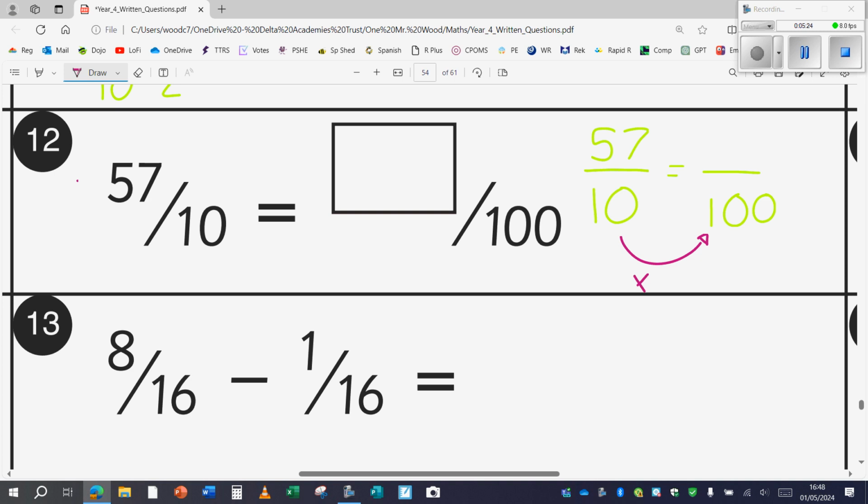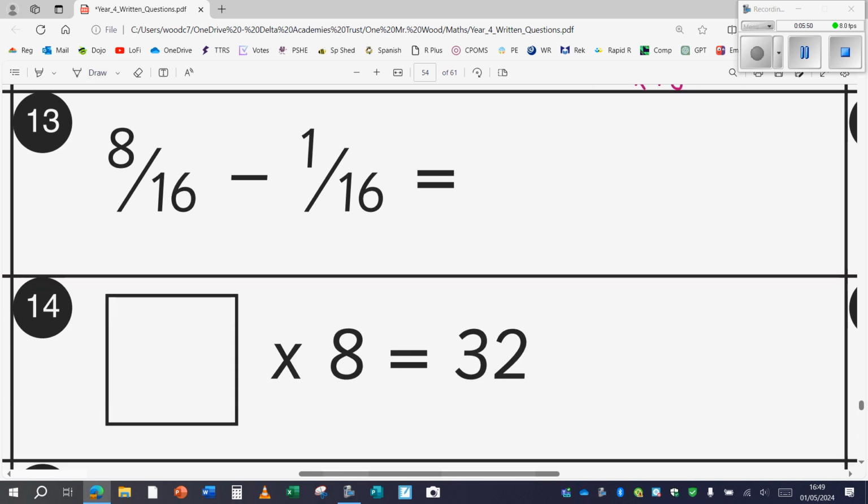So because it's getting bigger, it's a times relationship. What do I need to times 10 by to get to 100? Well, I need to times it by 10. Now I've figured out the rule. I use my golden rule with equivalent fractions, and that is whatever I do to the bottom, I do to the top. So if I times it by 10 at the bottom, I times it by 10 at the top to get an answer of 570, using that zero trick that we did earlier on.